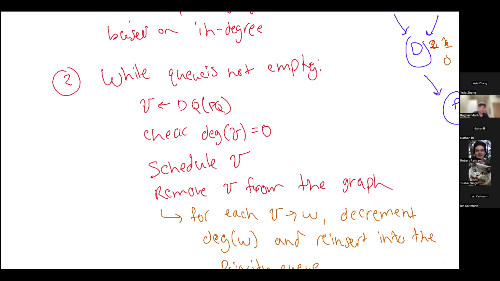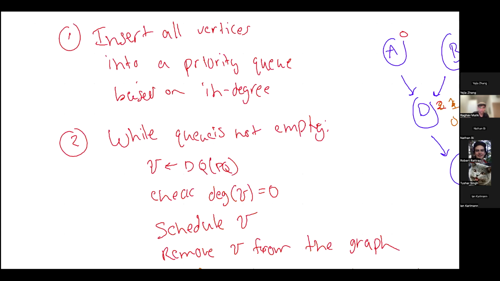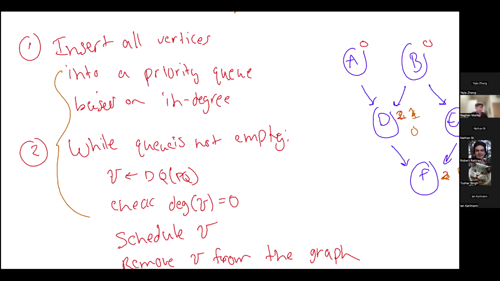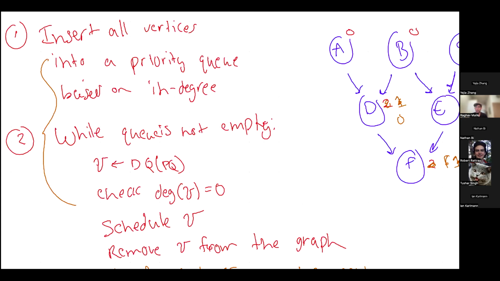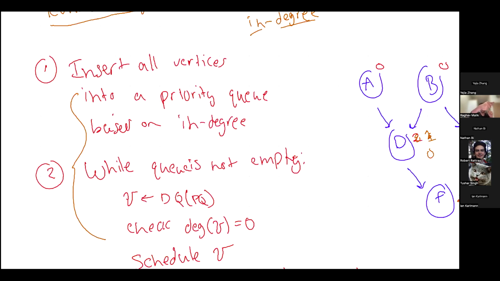You might notice, strictly speaking, you don't really need a priority queue here, right? You can keep a work list, or just a queue of things with a degree of 0. And every time you decrement the degree of a vertex, you check to see if its degree becomes 0. If it does, you insert it into the queue, and then you just keep processing things in the queue, right?